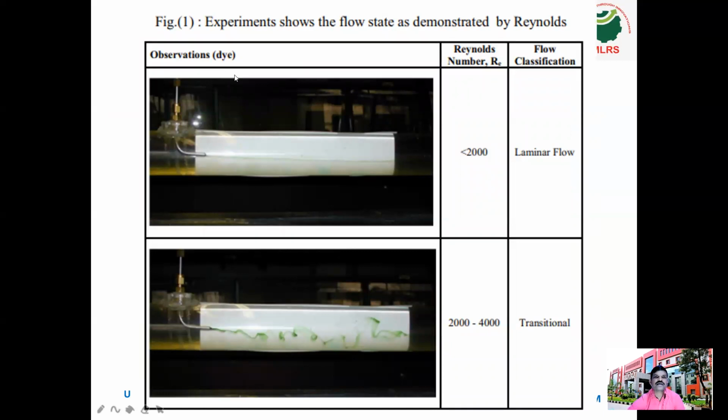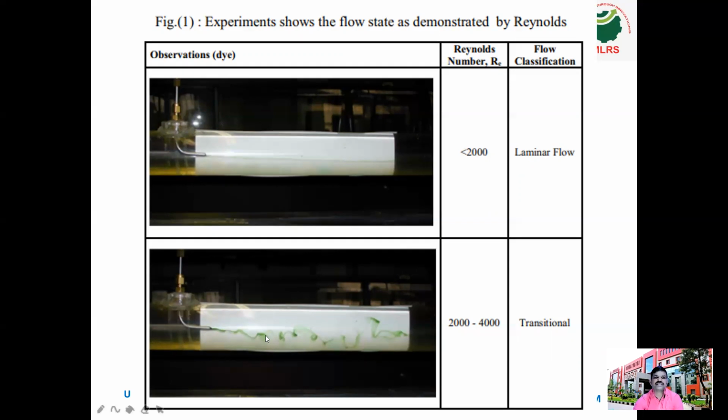Initially, the experiment showed the flow states demonstrated by Reynolds. This is the lab experiment. You can see here this is the dye filament and this is the glass tube. Initially you can see the very low velocity. This green color is moving in a well-defined path. The Reynolds number for this is less than 2000, which means the flow classification is laminar flow. If the Reynolds number is less than 2000, the flow is laminar.